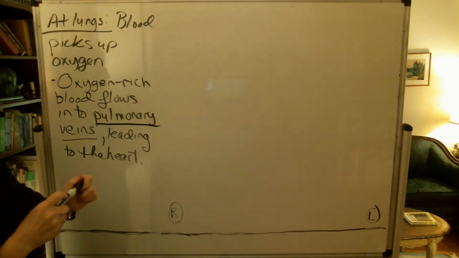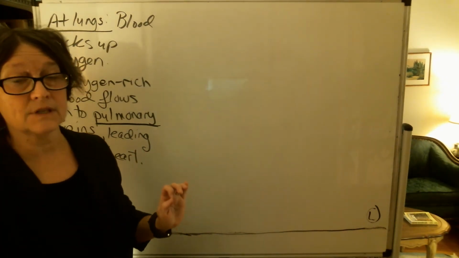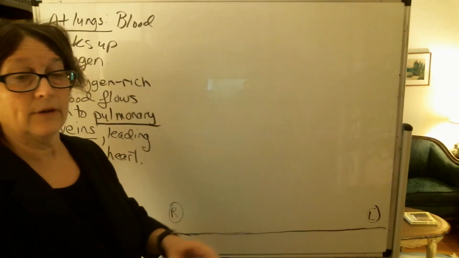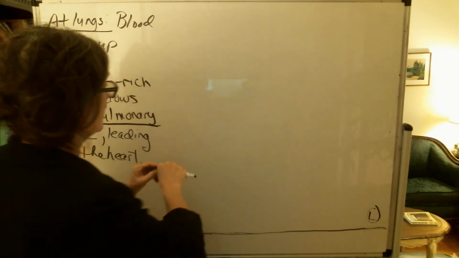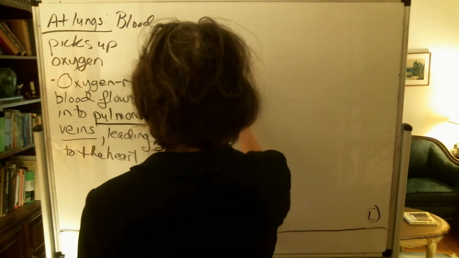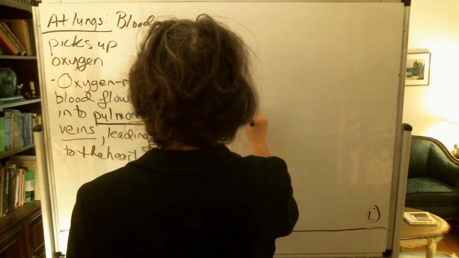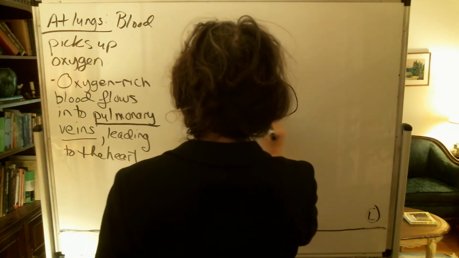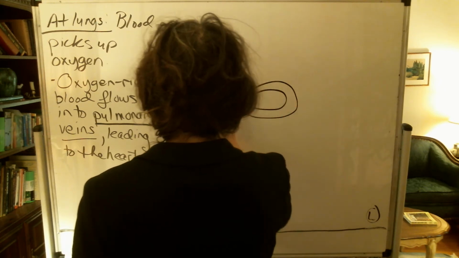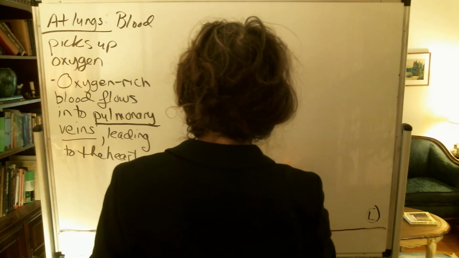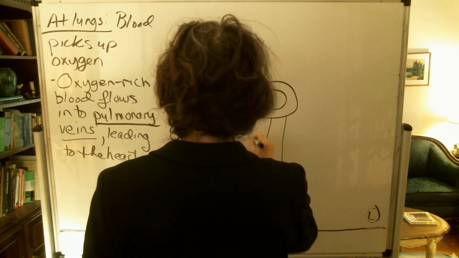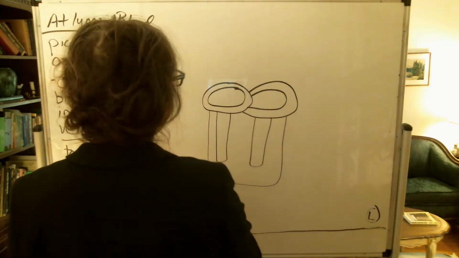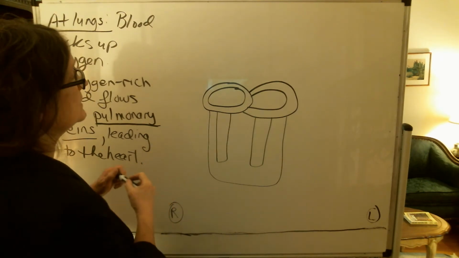pulmonary veins. Anytime that you see the word pulmonary, you're dealing with something having to do with the lungs. So the pulmonary arteries go to the lungs, the pulmonary veins come back from the lungs. And now we are going to get this diagram again. Okay, so now we have blood coming back from the lungs.